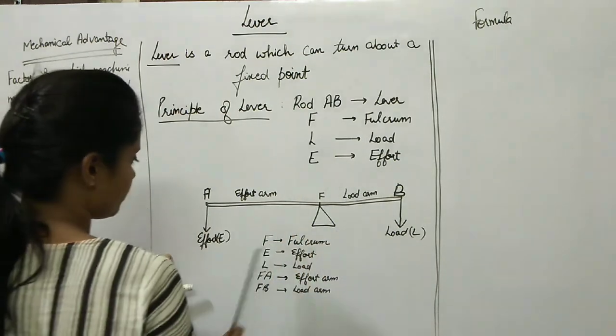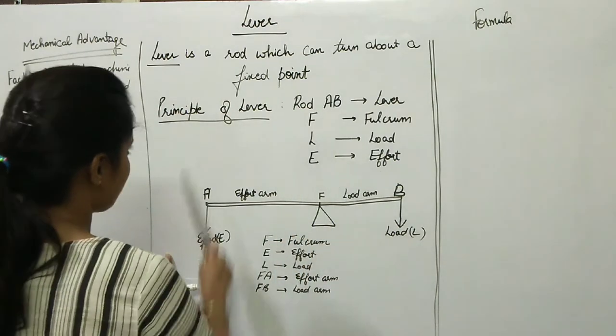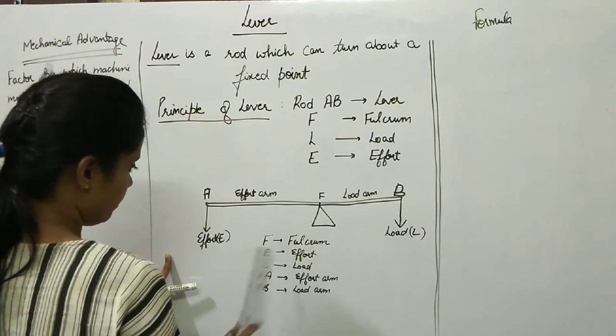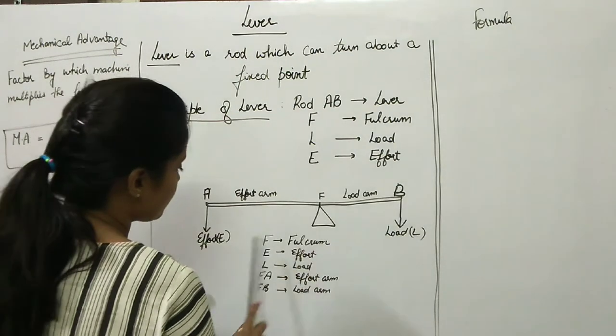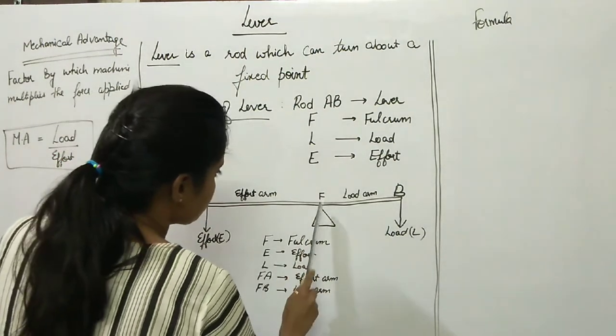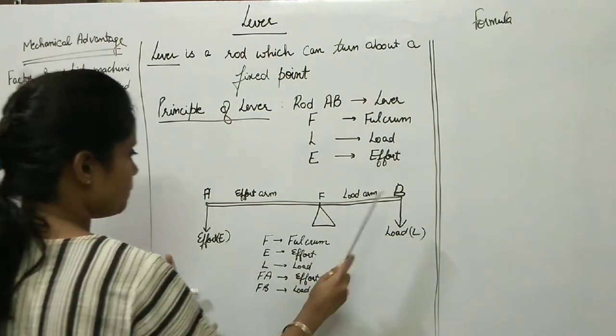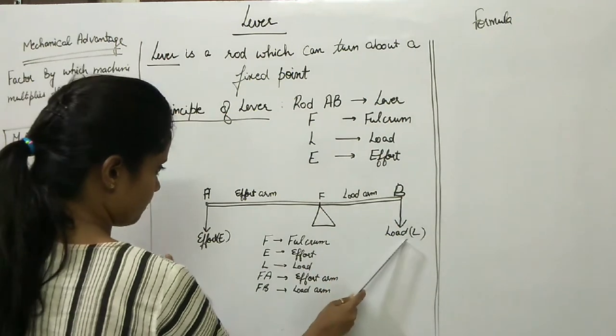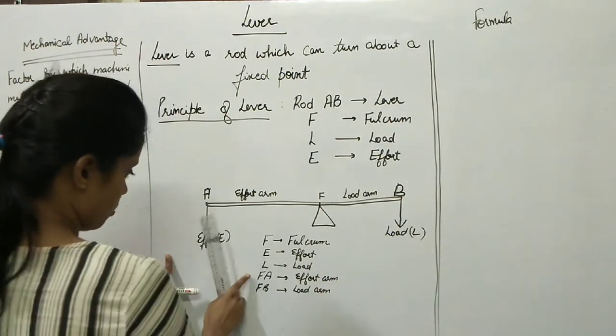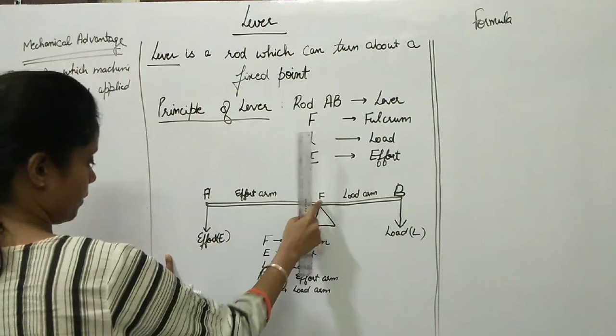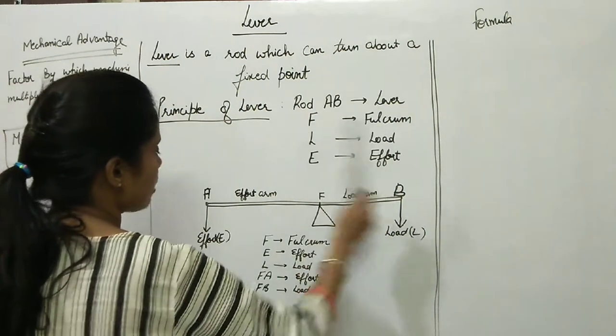And E is the effort. On this diagram, on the principle of the lever, we define that when the fulcrum, that is F, is present at the center and effort is applied on one side, then the load is on the other side, that is L at point B. So the effort arm is FA, the load arm is FB.